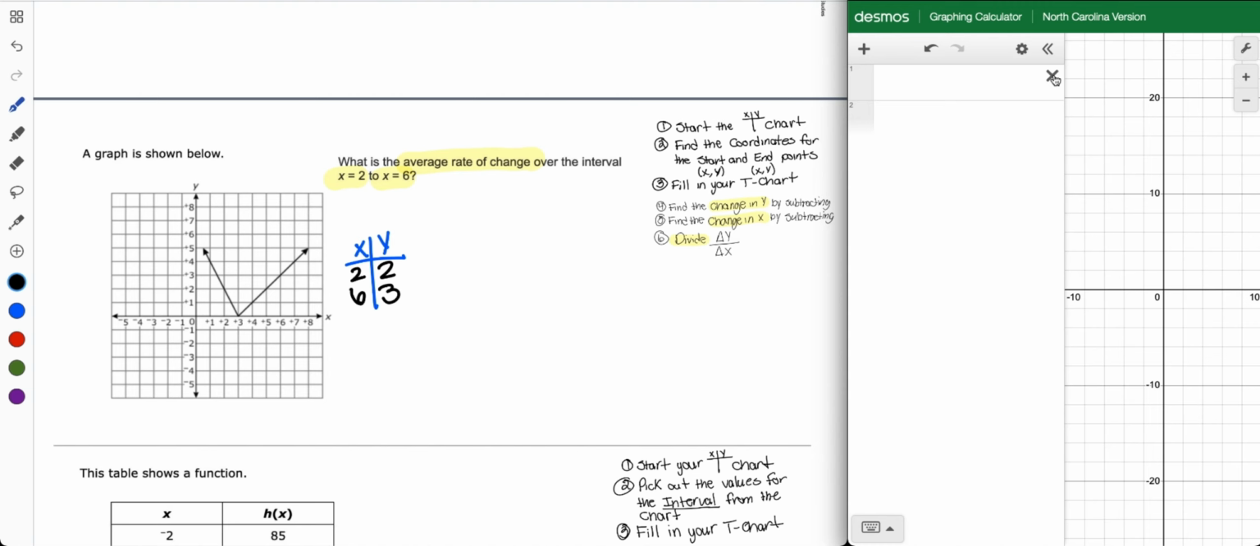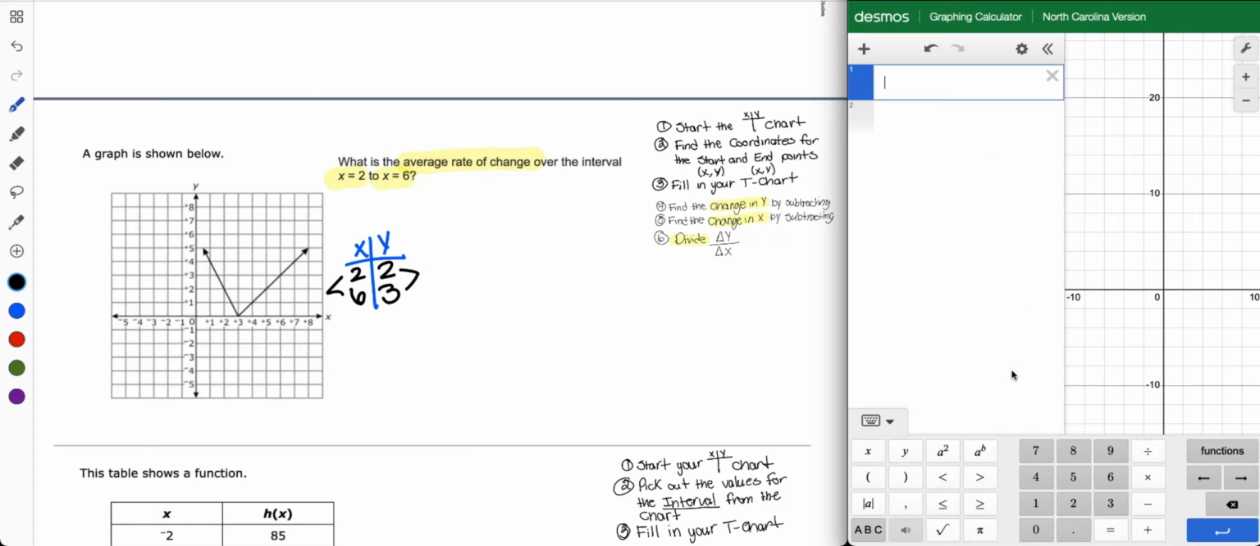So that is us finding the coordinates for the start and end. Okay. Now we filled in the t-chart. So we did step 3. Step 4 says we got to find the change. So I need to find the changes that happen between my y and my x. Okay. So in Desmos, if we do what it says, the changes are going to be subtraction. So it's going to be 2 minus 3, which is negative 1.